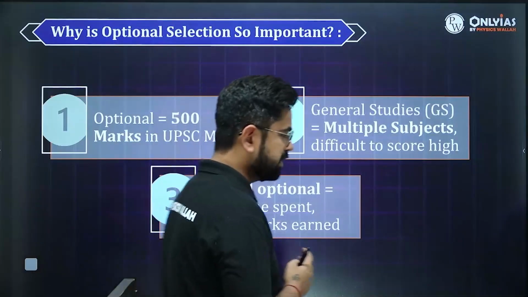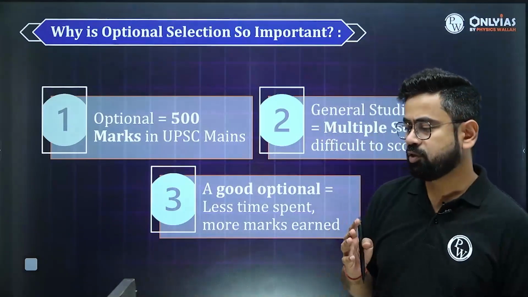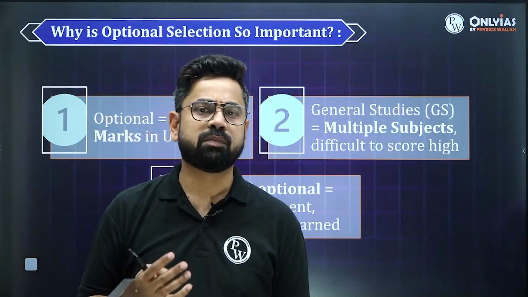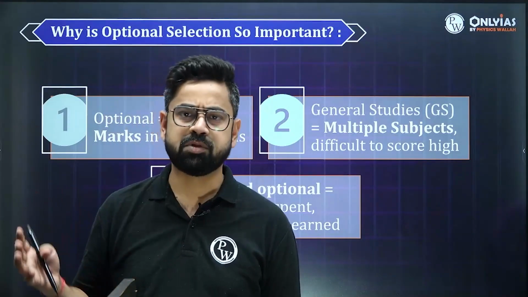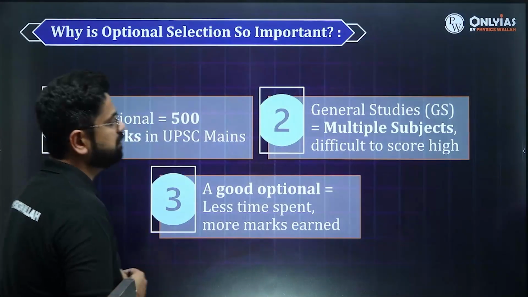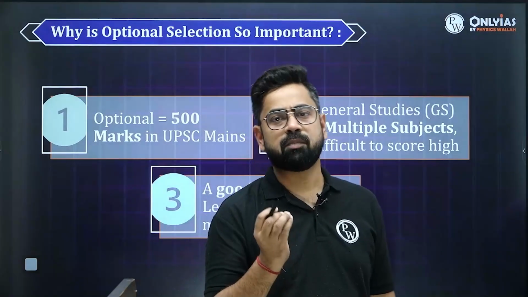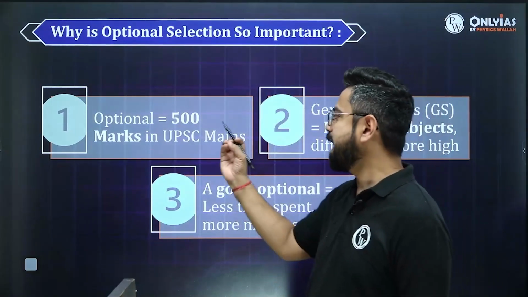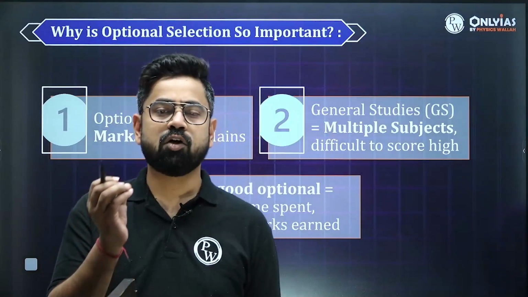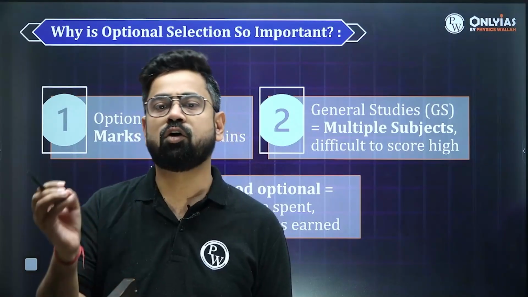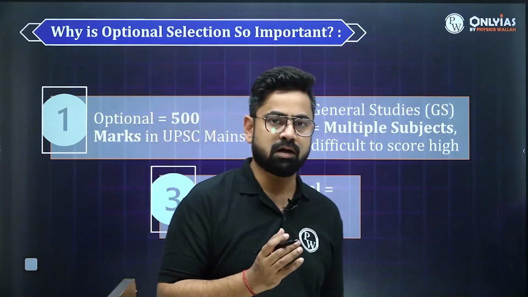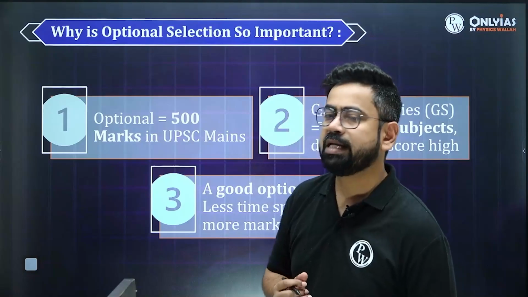So why is optional selection so important? If you compare it with the general studies subjects, general studies are general in nature. Every subject counts for 250 marks and every paper has multiple subjects. But optional requires thorough understanding. It basically fetches you 500 marks, which is huge. It guarantees your selection, or you can say, and it will not be wrong to say, that your selection basically depends upon your optional. If you are not scoring above 250 marks in this 500 total marks, you might not make it to the list.